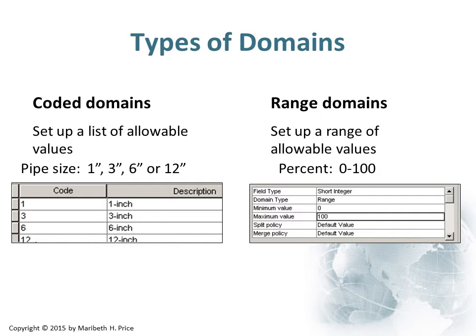With a coded domain, you select those descriptions and then you give a code that corresponds to that. And so when you're entering the data, you don't have to type in 1-inch, you type in 1 or 3 or 6, and then it populates the other field with the preferred description that goes along with that code. And like we mentioned earlier, with range domains, you simply set parameters that say this answer must be between X and Y. You put in the data, and it will only accept answers that are within the range that you specified.